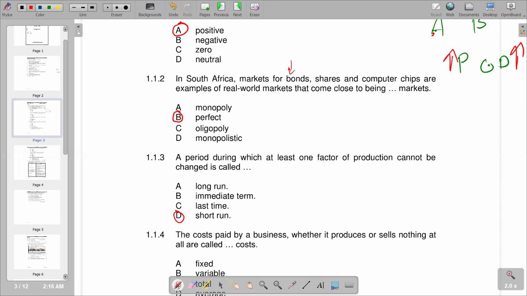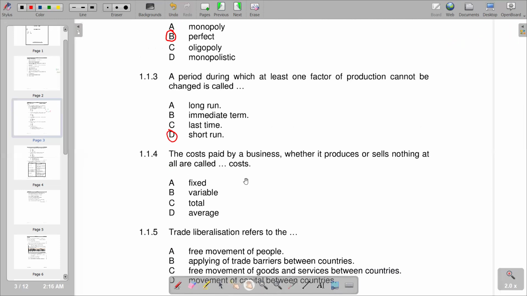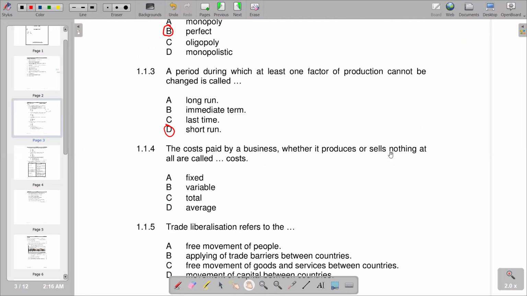Moving on to the next question, 1.1.4. The cost paid by a business, whether it produces or sells nothing at all, are called dash costs. And we know that costs do not change with the level of output. Whether we produce 0 units, we pay the same amount of costs, called fixed cost. So we have fixed cost at A, which represents the correct answer.